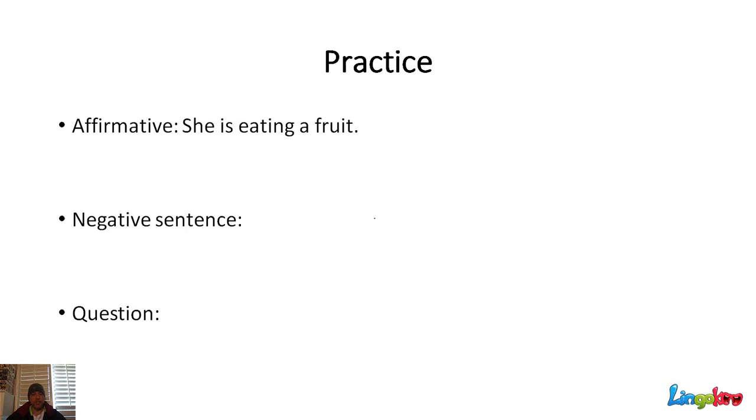Okay, we're back. So if we have this sentence, which is affirmative, "She is eating a fruit." And if I want to make this sentence into a negative sentence, what do I need to do? Well, we talked about the rule: after the to be verb, which is right here, I need to put not. So I'm going to put "she is," and here I put not. I put not after the to be verb: "She is not eating a fruit." Okay?